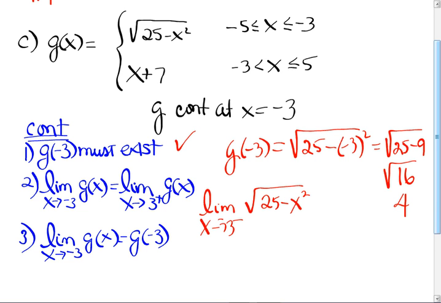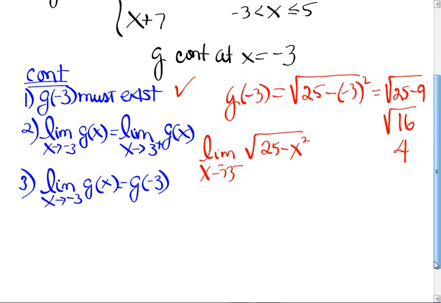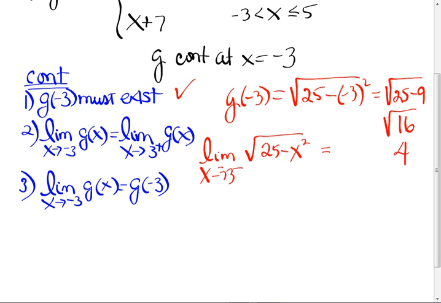Yes. This is all about, remember, here's the deal, you guys. Convince the reader. What is that? We just did it. It's 4. They don't care about this work. They're going to say g of negative 3 equals 4. That's what they're going to look for.